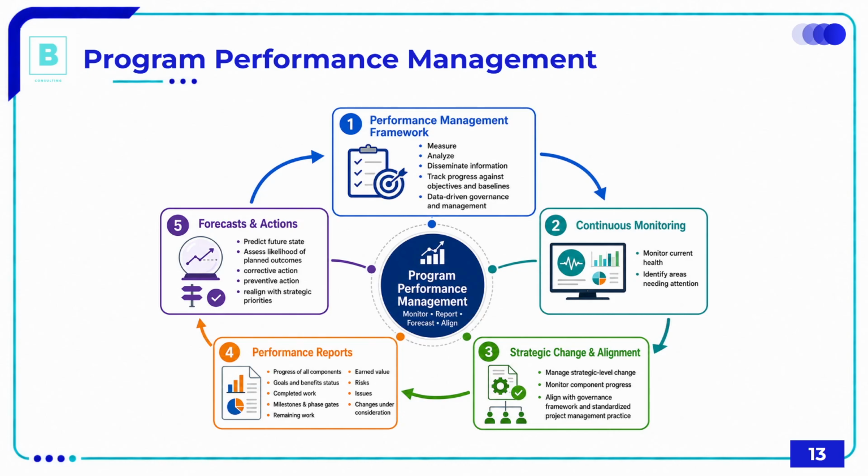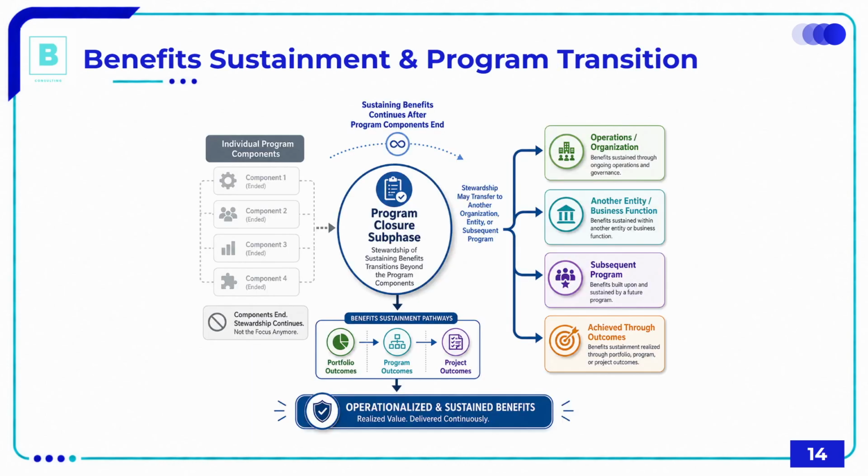Then, how to manage the program performance. We covered how to continuously monitor the performance, make the right forecasts, report on performance, and manage strategic level change and align with the governance framework. Then the other activity to sustain the benefits, transitioning the program once the components are complete. The stewardship continues to sustain the benefits.